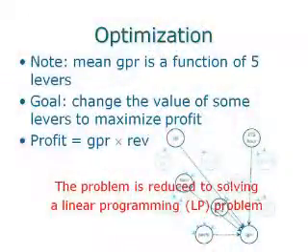And the optimization, how it works is we know that mean GPR is a function of five variables. And the goal is to change the value of some of these. So SPL is fixed, but we can change the percentage of time that is worked by IBM employees, and we can change turnaround band and project manager percentage. We would like to tune those variables to get higher profit, and the profit is GPR times revenue. That's how we define it. It's weighted by the revenue.